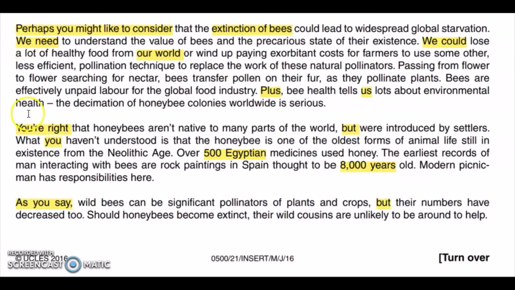Now look at the third paragraph. You are right means that when you start your disagreement, you start with something that you agree with. So you're right that honeybees aren't native to many parts of the world, but were introduced by settlers. With the help of this conjunction, you are writing your point of view. You contradict, and you start with something you agree with, and then you write your main point.